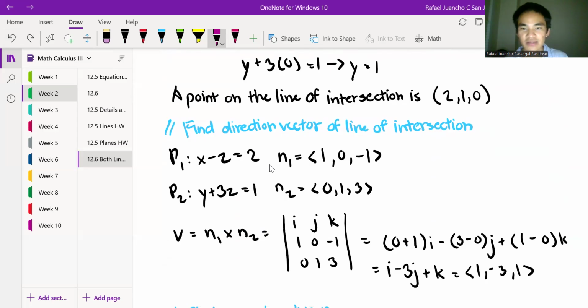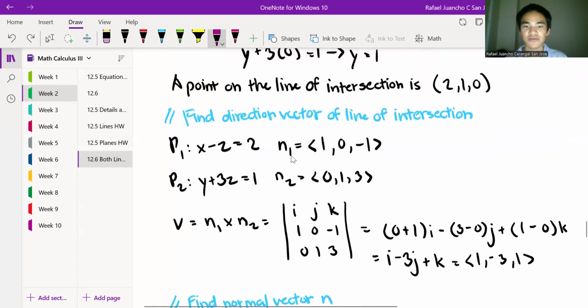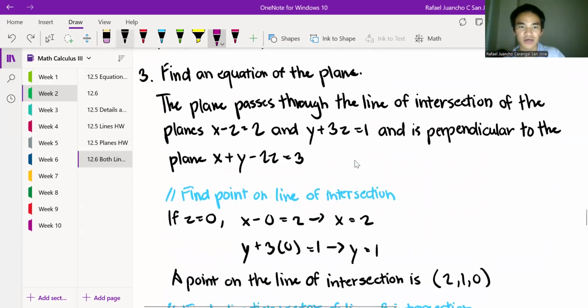Well, we need two vectors, and we want to get those cross products. So what are those two vectors? Well, we get the normal vector of the first plane and the normal vector of the second plane. And if we get their cross product, we will get a vector that's perpendicular to both n1 and n2 vectors. So how would that look like?